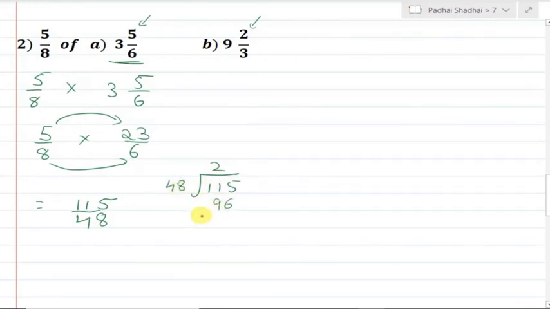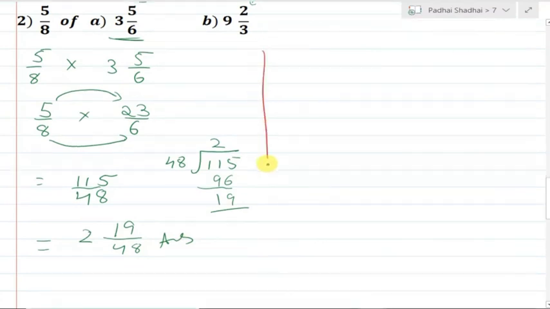So subtracting it, we will have to borrow: 15 minus 6 is 9, and 10 minus 1 is 9, then 1. Okay, so the remainder is 19. Arranging the terms, we will get 48 as the denominator, 2 as the whole number, and 19 as the remainder. So the final answer is 2 integer 19 by 48.